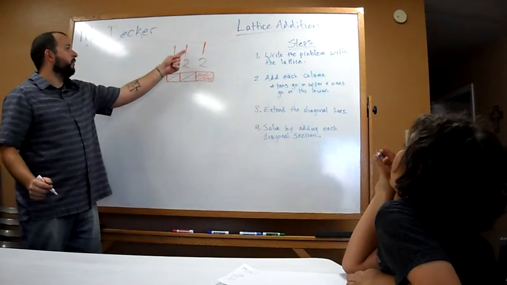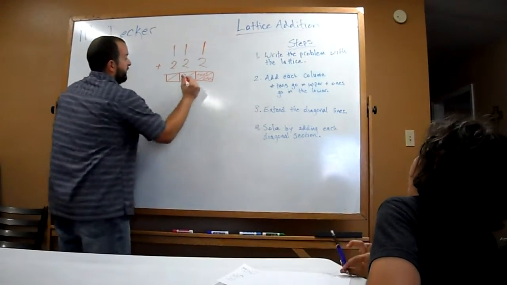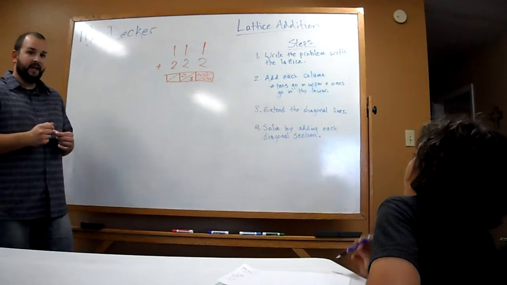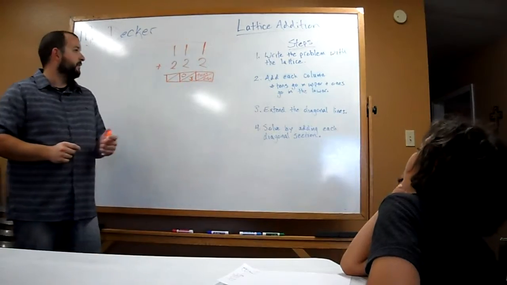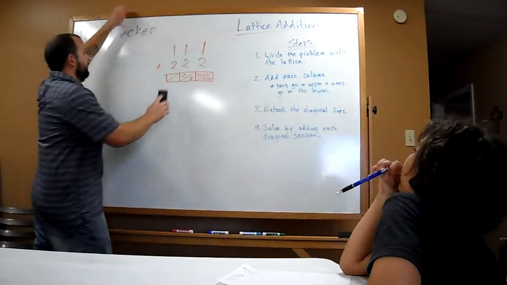So just a quick example, 1 plus 2 is 3. So we have no 10s, and we have 3 1s. So that's what the lattice is going to start like. If you have any questions, let me know. If not, I am going to go on to our first problem.